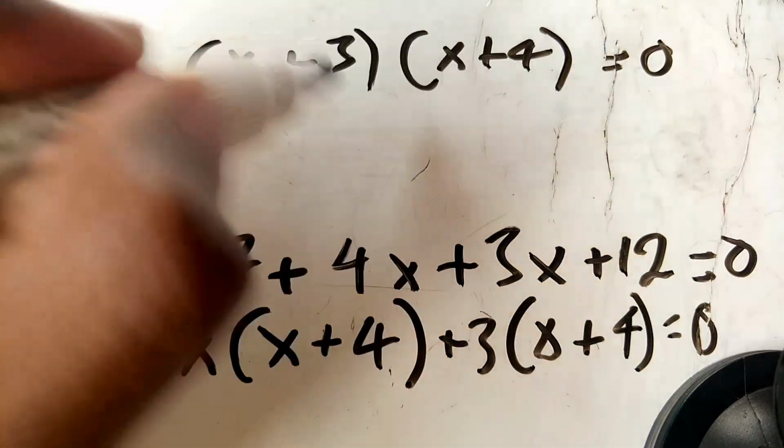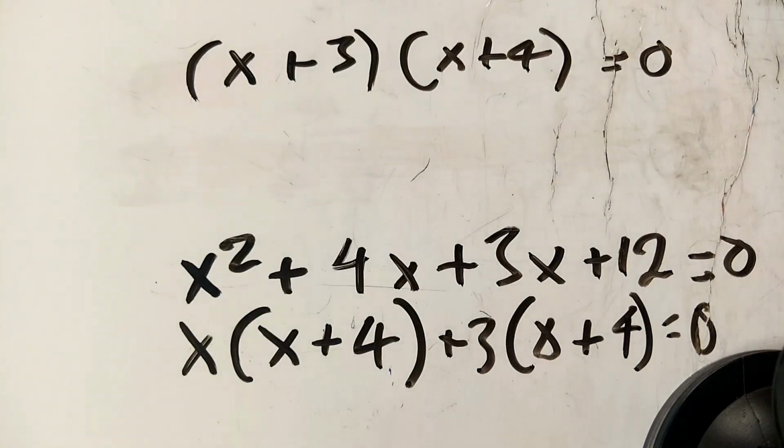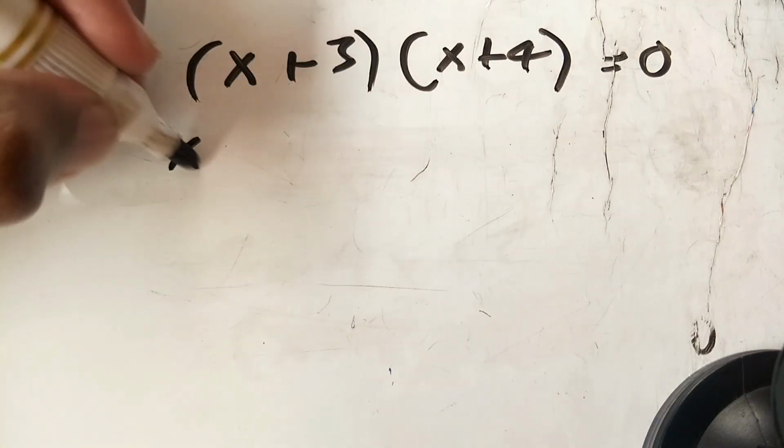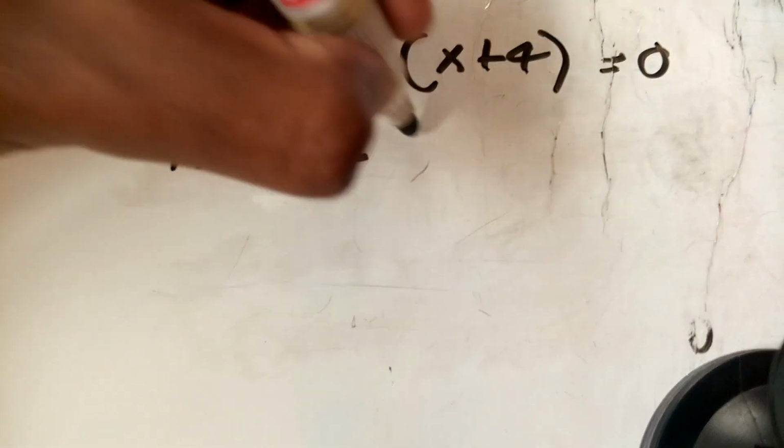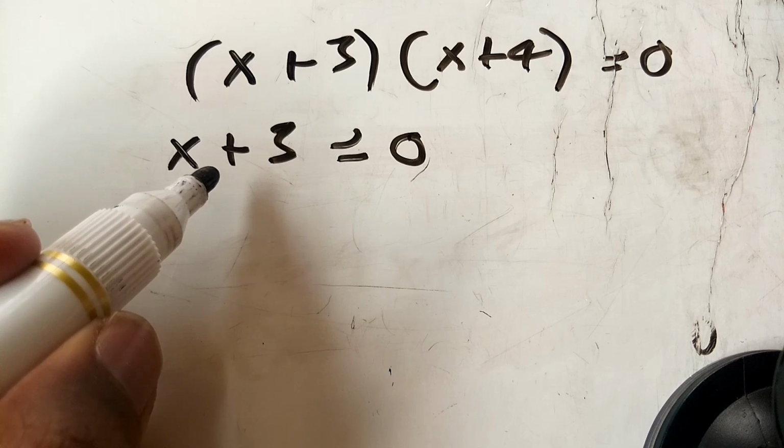Now we have to equate each of these to 0 in order to find the value of x. And how do we do that? We're going to say x plus 3, which is the first one, is equal to 0. And then we find the value of x. So how do we do that?